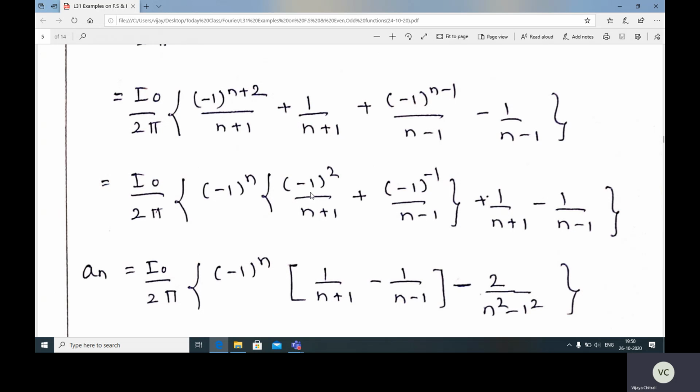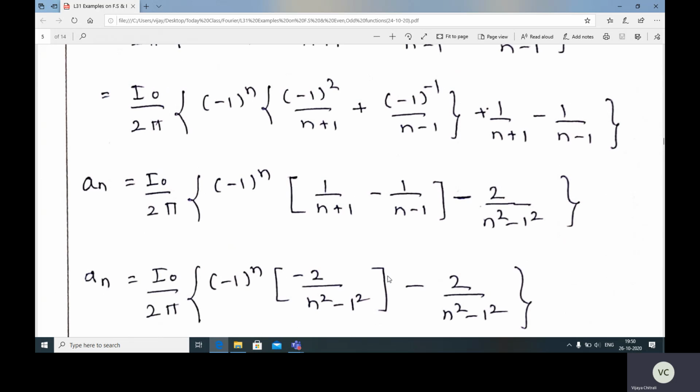Now simplification: minus 1 raised to 2 is 1, and minus 1 raised to minus 1 is minus 1. So using that, take minus 1 raised to n outside: 1 upon n plus 1 minus 1 upon n minus 1. Taking LCM, n plus 1 is there, multiply n minus 1; n minus 1 is there, multiply n plus 1. Simplify, and you will get minus 2 divided by n square minus 1 square. N square minus 1 square is 1.